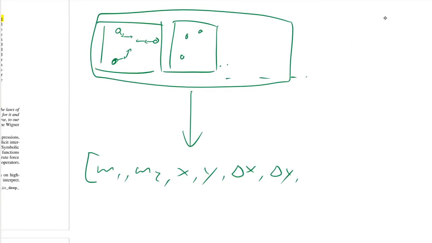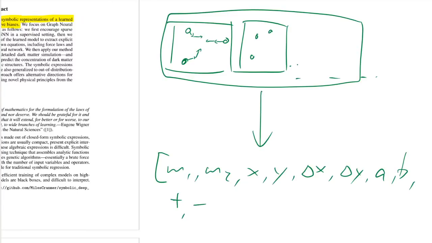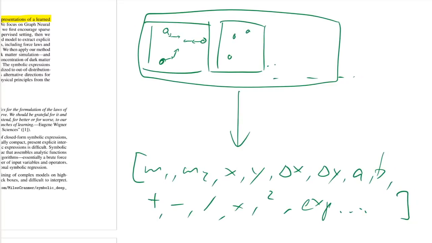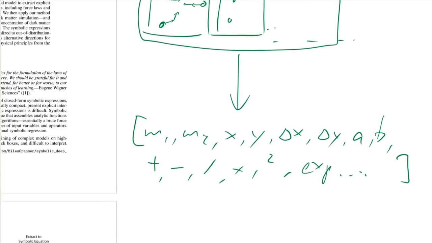It can include any constant a and b that you want. It can include the symbols plus, minus, division, multiplication, square, maybe exponential function, and so on. So you give it a bunch of options of what it could potentially use in an equation, and then you simply let it make equations, and you see how well these equations describe the data set.